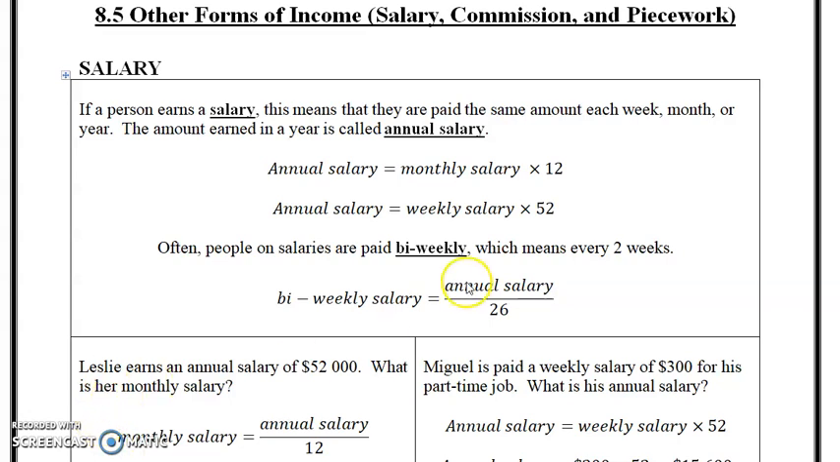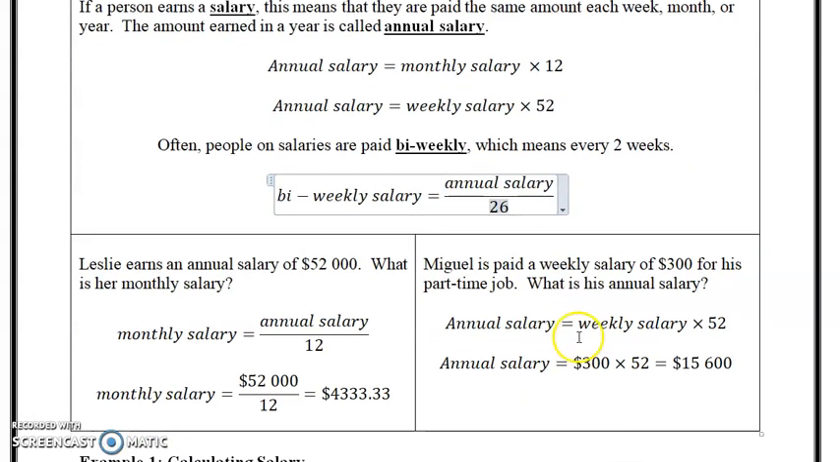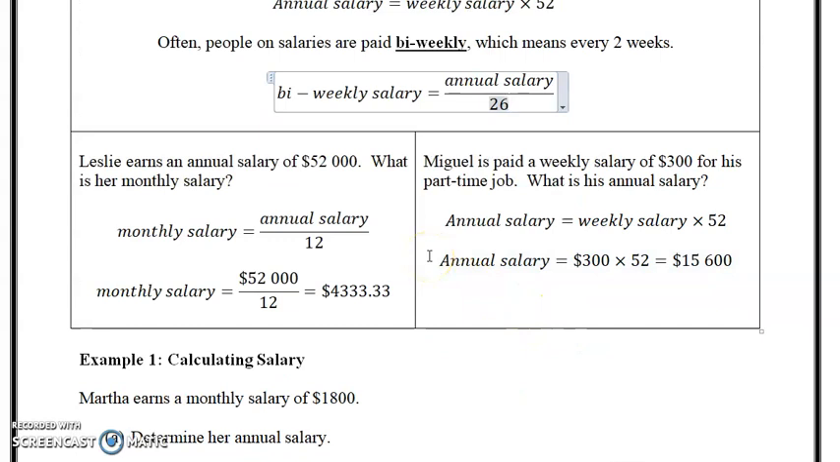All right, so you take your annual salary and divide it by however many weeks. So in my scenario, it's the bi-weekly salary. Take your annually and divide it by 26. All right. So Leslie earns an annual salary of $52,000. What is her monthly salary? Monthly salary is equal to annual salary divided by 12, 12 months in a year. 52,000 divided by 12 would be $4,333.33 per month. All right.